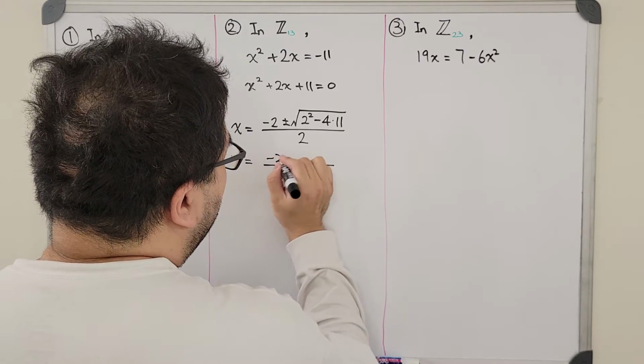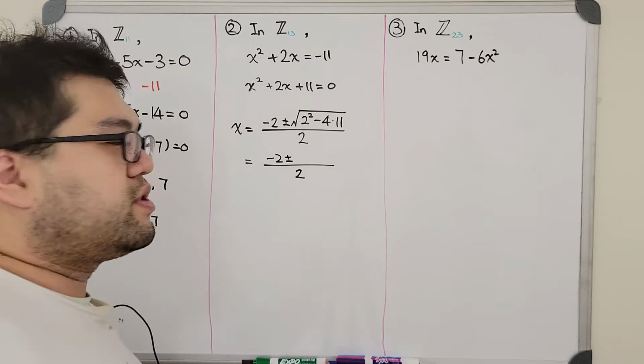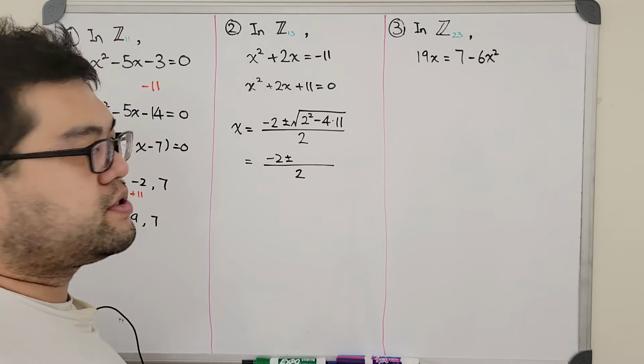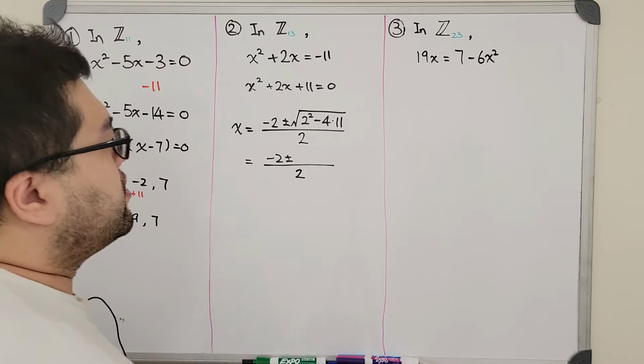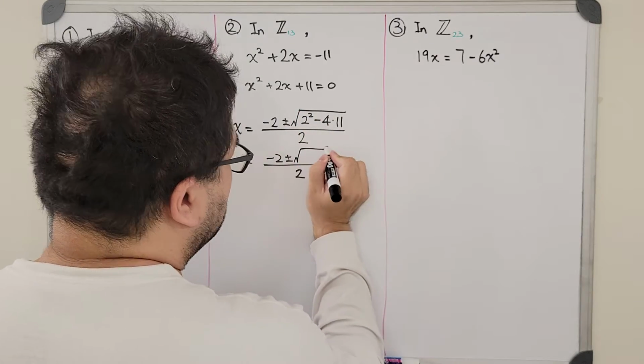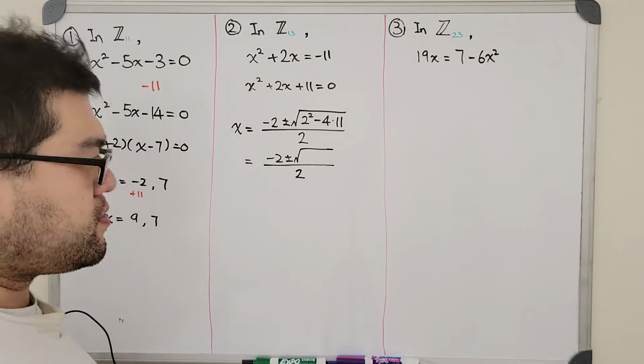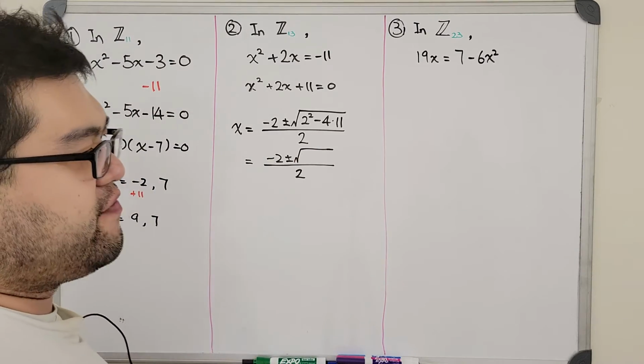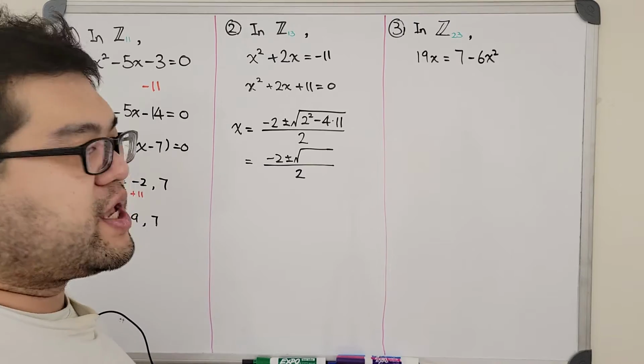As we simplify it, we need to be very careful with our division and the square root. So we will talk about those later. Let's do everything inside the square root first. We have 2 squared is 4, and then minus 4 times 11, which is 44. So we get -40.